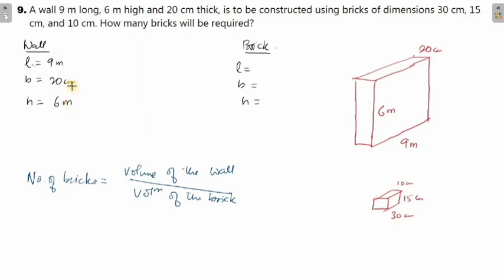Now, for the brick, length is given to be 30 centimeter, breadth is given to be 10 centimeter, and the height is given to be 15 centimeter. Now, if you see here, we have almost all the units in centimeter. So let's convert this meter also into centimeter. So you get 900 centimeter. This is going to be 600 centimeter.